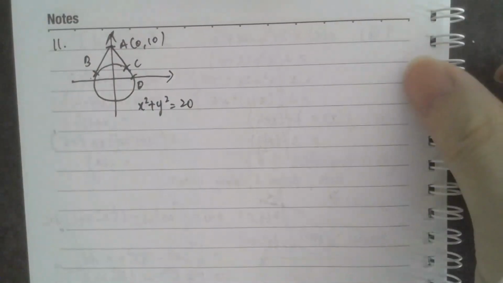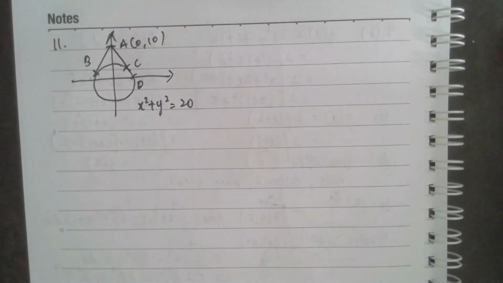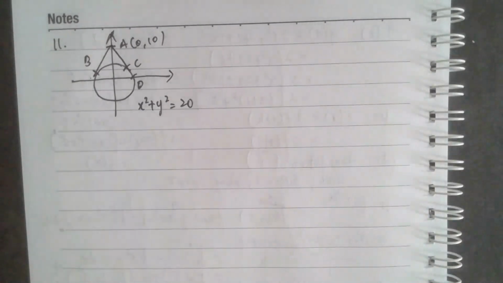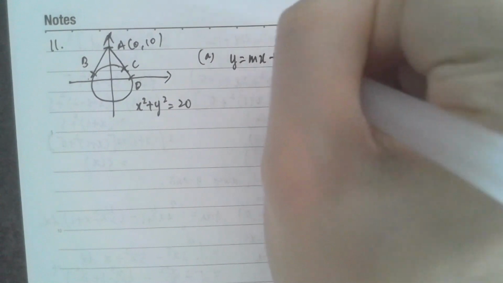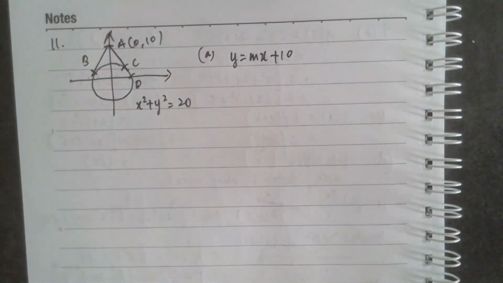Alright, so the circle has an equation x squared plus y squared equals 20. You're given that there are two tangents that pass through point A, tangents to the circle at B and C. So part A says, by letting the equation of the tangent be y equals mx plus 10, find the two possible values of m.